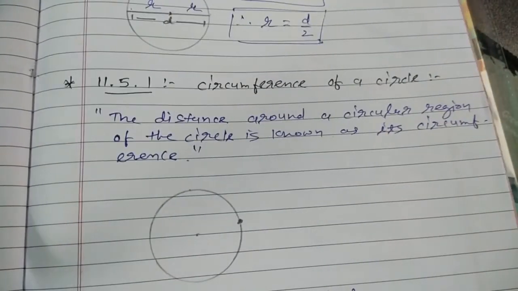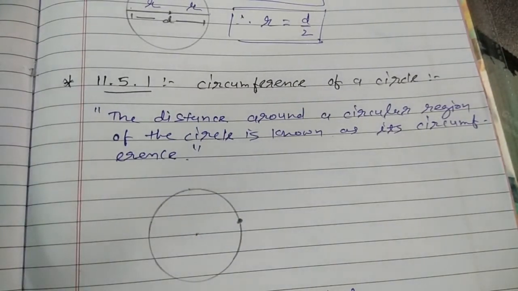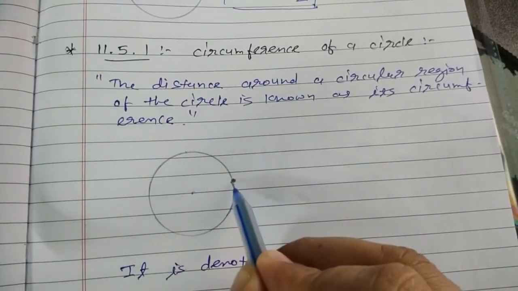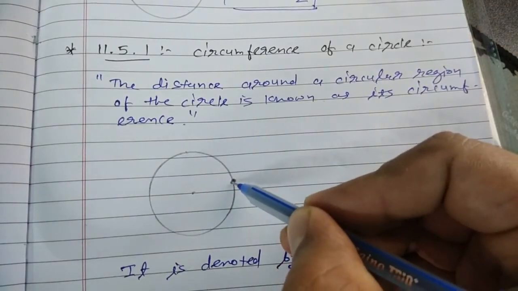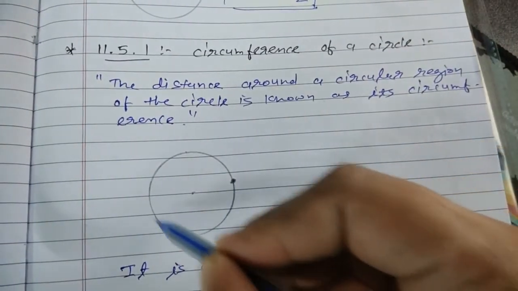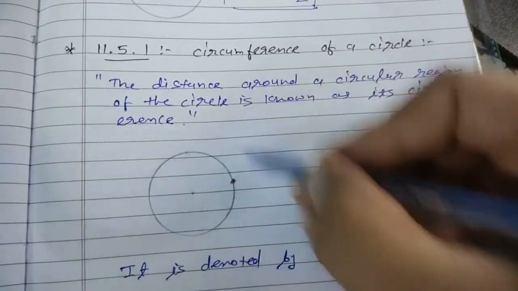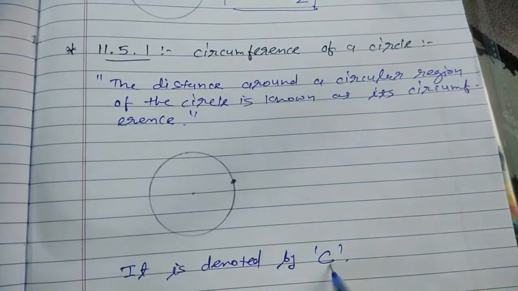Next point, 11.5.1, circumference of a circle. What is circumference? The distance around the circular region of the circle is known as its circumference. Here, for an example, this is a circle. When we take one point on a circle and go around the circular region and again get back to this point, this distance is called the circumference of a circle, and it is denoted by capital C.